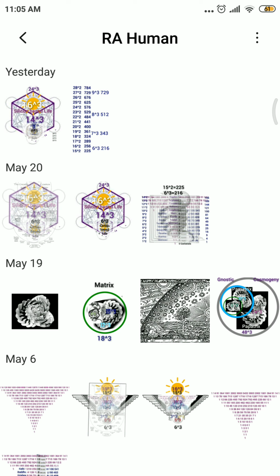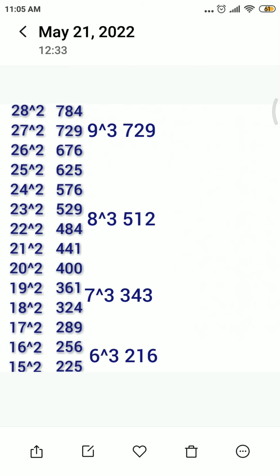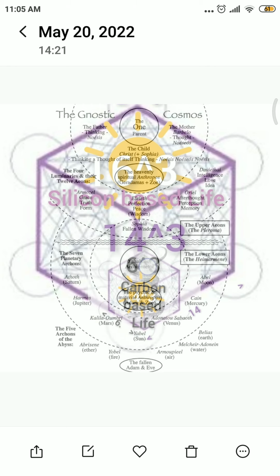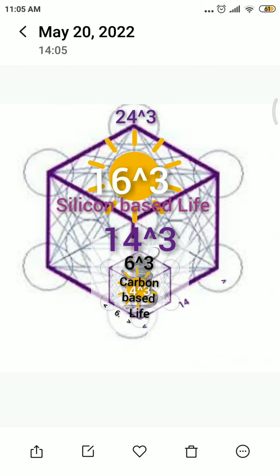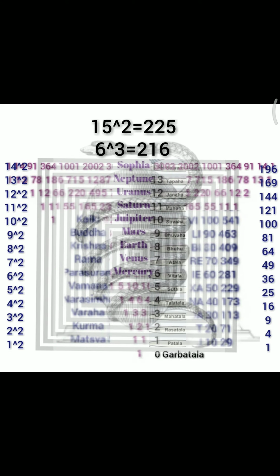Today, let us see what lies beneath 6 cube and 9 cube. Why I am saying this is, yesterday we have covered until 6 cube, meaning the 14 squares that the lokas or talas, as we call them in Sanskrit, exist within this 6 cube.